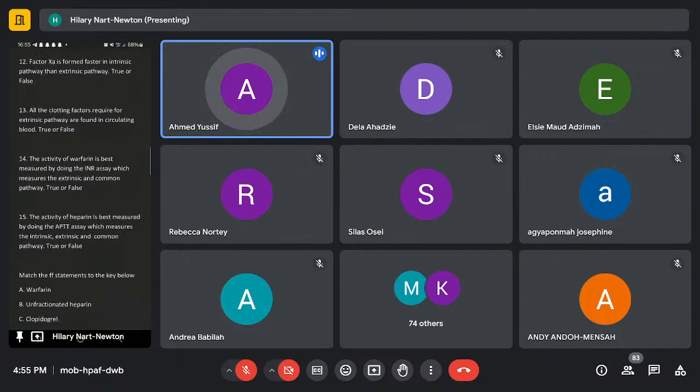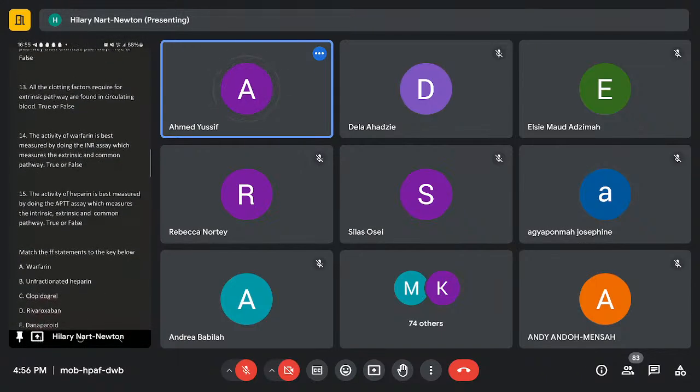So if you look at the steps in the extrinsic pathway, it's just 2 steps for you to form factor 10A. But when you look at intrinsic, the steps are longer. So it takes time to form factor 10A in the intrinsic compared to the extrinsic.